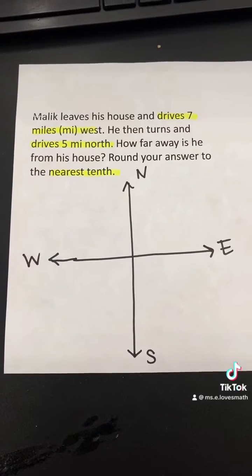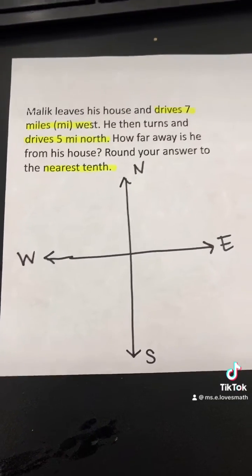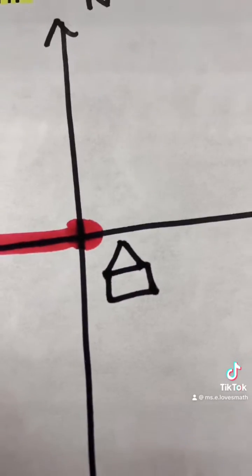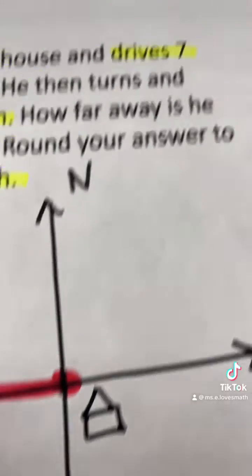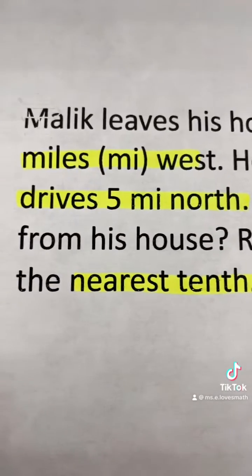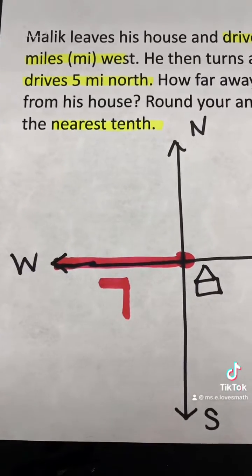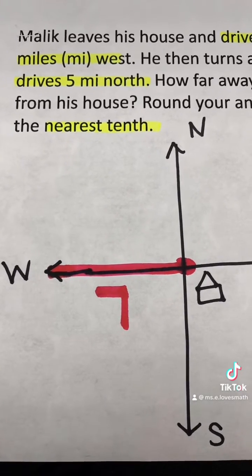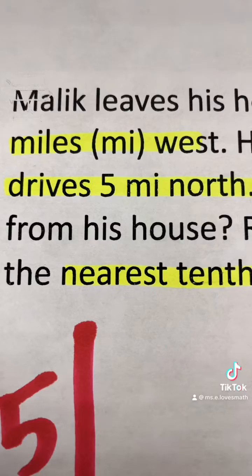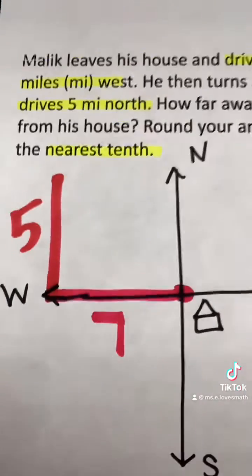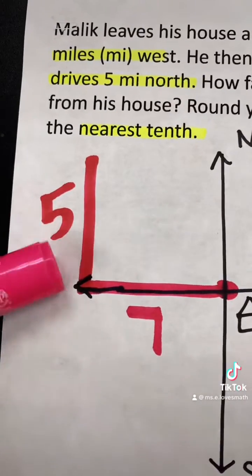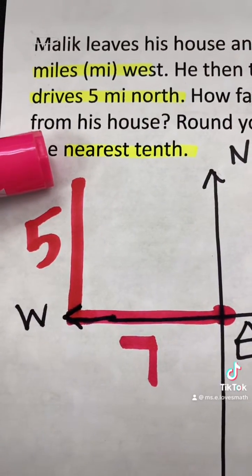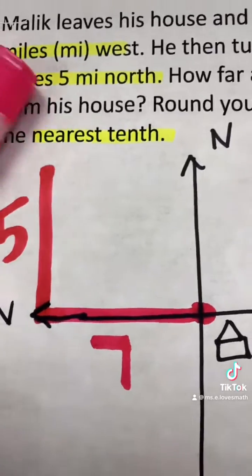To help us solve this problem, I've drawn a compass. As stated in the word problem, it says Malik leaves his house, so we're going to put his house right in the middle, and he drives 7 miles west. So I drew a line towards the west and labeled it 7 miles. Then it says he drives 5 miles north. So after he drives west 7 miles, he turns and goes north 5 more miles.